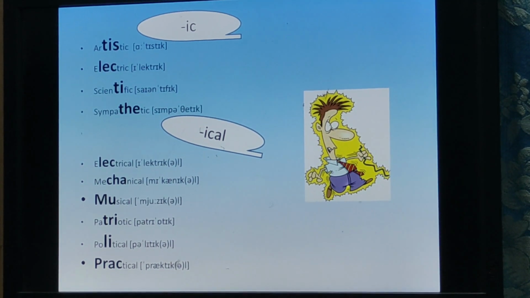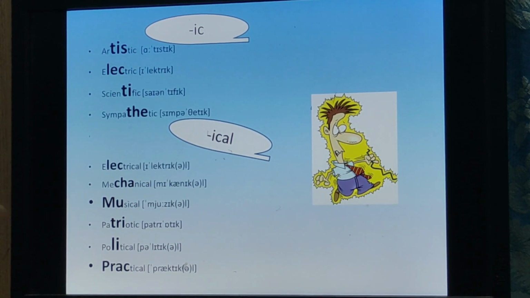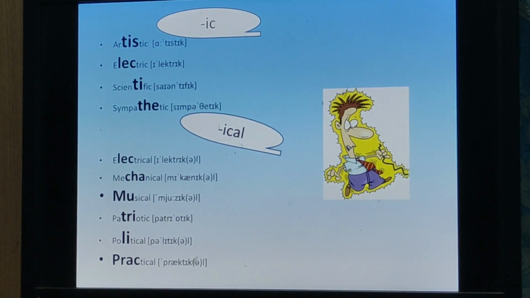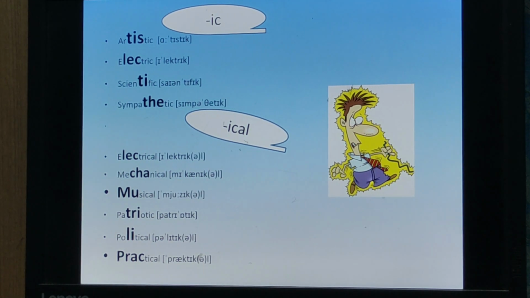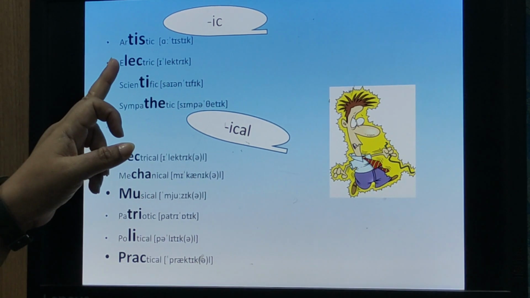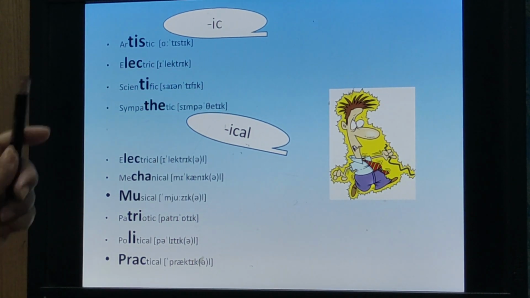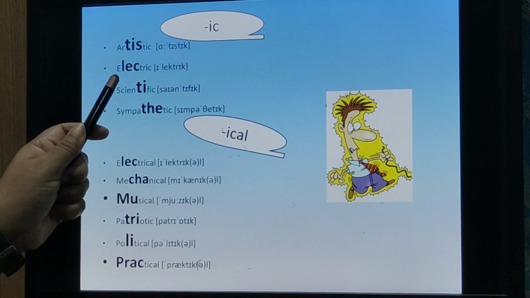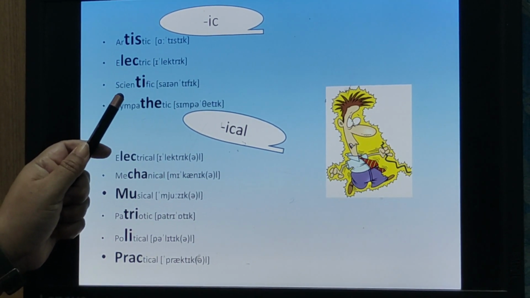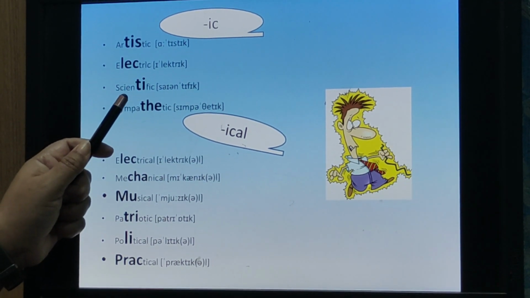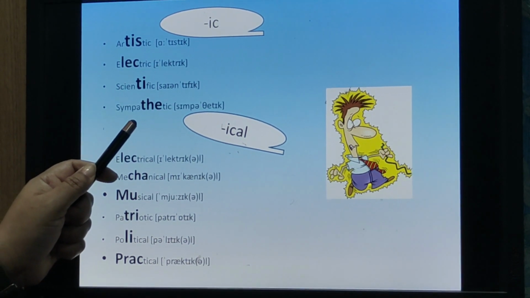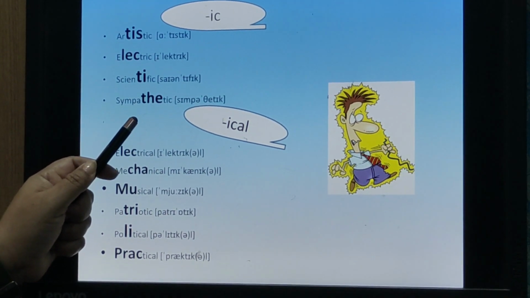So it is 3 syllables there, and whenever we have IC ending words, if you count from the right hand side, the second syllable from the right will be told more strongly. So how do you pronounce that? It's artistic, artistic. Electric, electric. Scientific, scientific. Sympathetic, sympathetic.